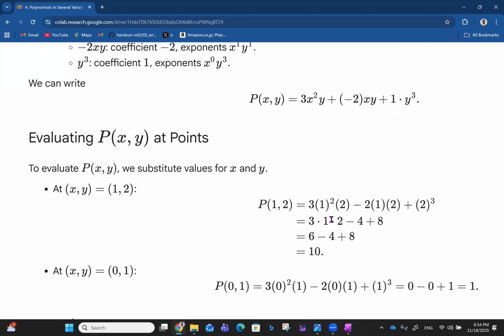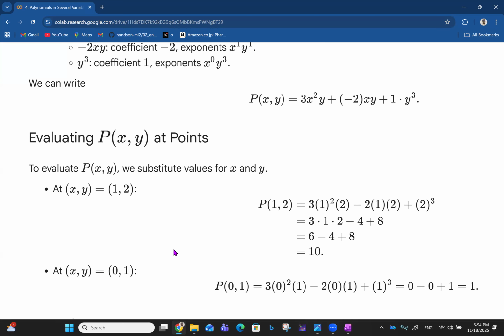So you can then have 2, 1 squared is 1, then you have 3 here. 2 times 2 times 1 is 4. 2 raised to the power 3 is 8. So you can then have 3 times 2, 6, minus 4 plus 8. So 6 minus 4 is 2. 2 plus 8 is 10. So you can evaluate an expression at any given point like that.